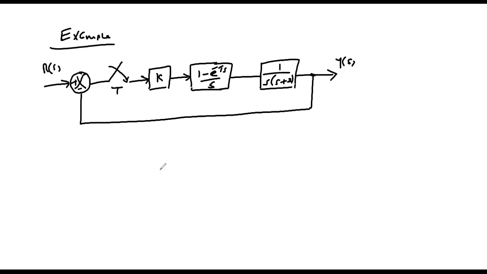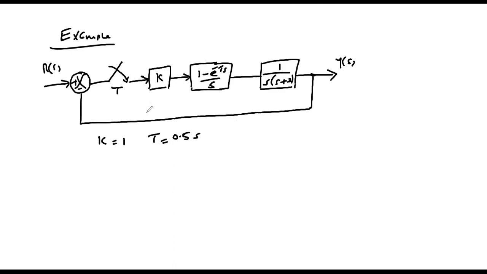And we are told that the controller gain K is unity, and the sampling time T is 0.5 seconds. This is our digital control system with a proportional controller K, where K is equal to 1. Our sampling time T is 0.5 seconds. This portion is what we call the zero order hold. And this is the plant, or the system's open loop transfer function, 1 over S into S plus 2.